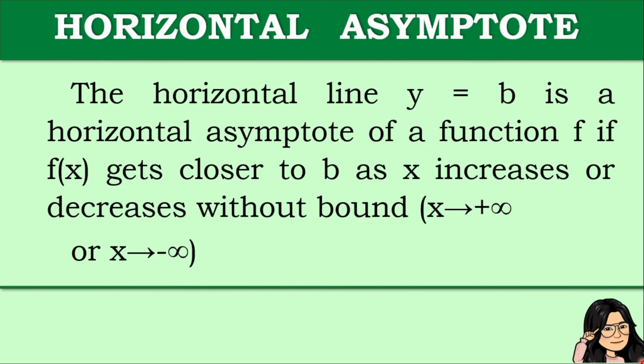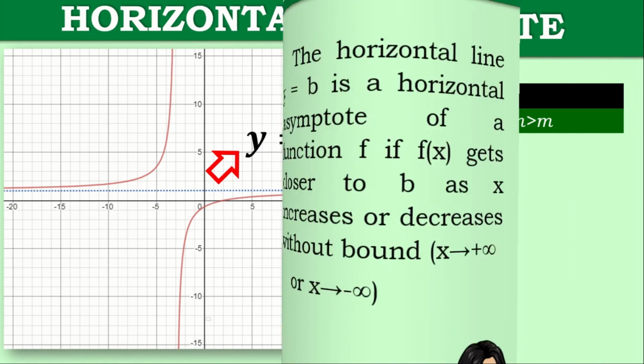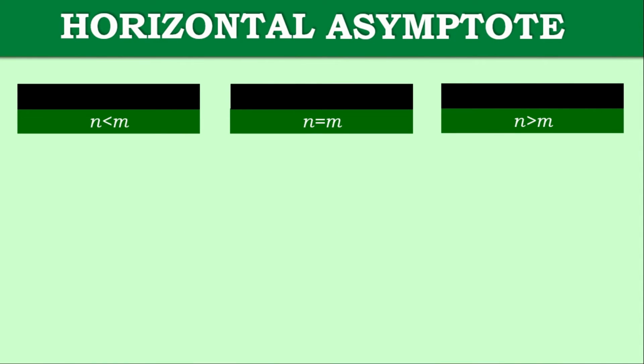To understand it further, let's look at the graph of this given rational function. Observe that the curve approaches but never touches an imaginary horizontal line represented by this blue broken line. This is the horizontal asymptote, and that is expressed as y is equal to 1 since the horizontal line is at point 1. In determining the horizontal asymptote of a rational function, this would be our guide. And this is a very important guide, so you should remember this.